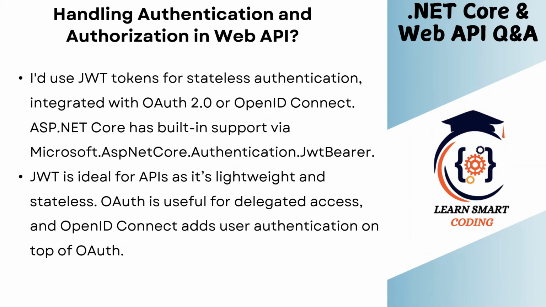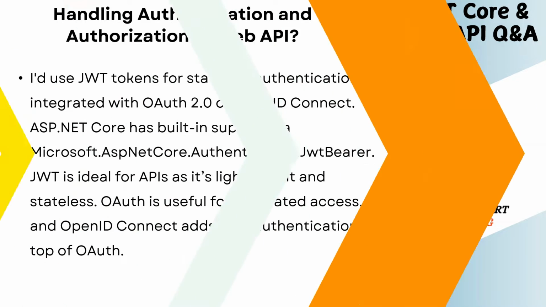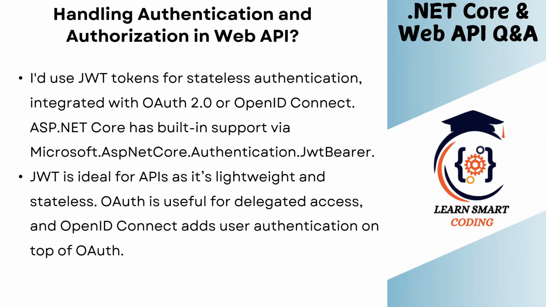Alright, the next one is handling authentication and authorization in Web API. If they ask you how you handle authentication and authorization, the simplest answer is: I will use JWT token for stateless authentication, integrated with OAuth 2.0 or OpenID Connect. ASP.NET Core has inbuilt support via Microsoft.AspNetCore.Authentication.JwtBearer. I will show you that in a moment, but we have a lot of applications that we developed which use Azure AD B2C or Azure AD. Both deal with the JWT token, and the underlying frameworks are developed on top of the standards called OAuth 2.0 and OpenID Connect. Okay, so that's the answer.